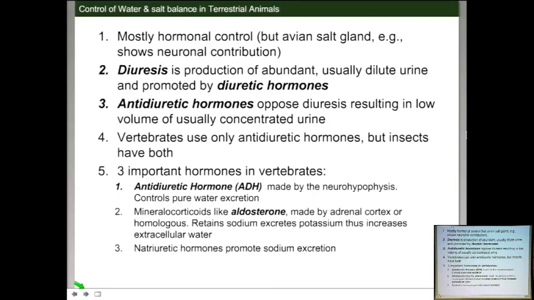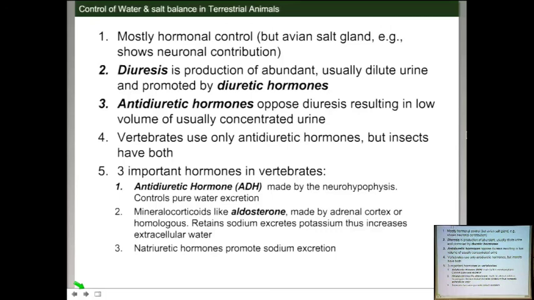Vertebrates use only antidiuretic hormones. So the control of volume in humans, in vertebrates, is only through the presence or absence of an antidiuretic signal. Insects, on the other hand, have both a diuretic hormone and an antidiuretic hormone. So the diuretic hormone, the example that the book gives, is in, for example, insects or mosquitoes that have a blood meal, triggering a diuretic hormone that gets rid of most of the fluid gain from the blood meal, to concentrate the particulate part of the blood meal, to shed the water.